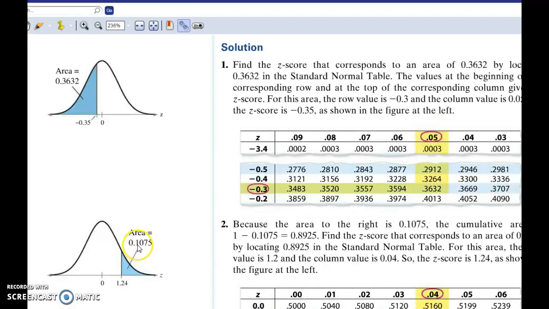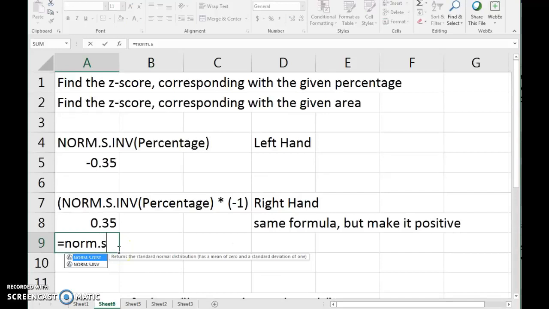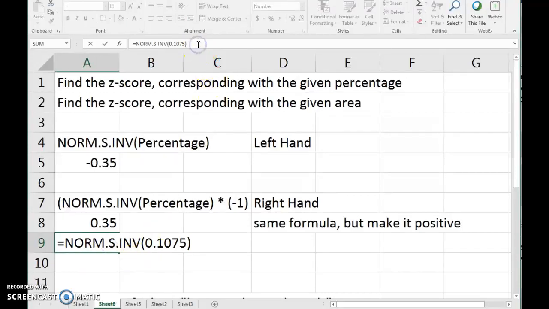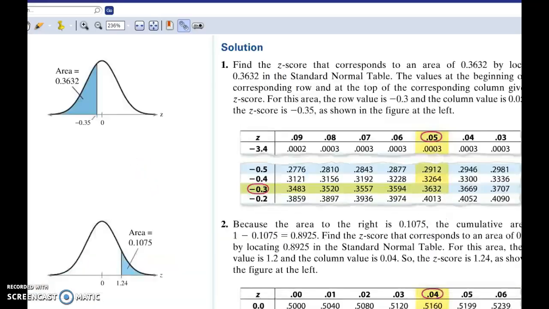If we wanted 10.75%, or 0.1075, in the tail, I would go to Excel, norm.s.inv of 0.1075. And we'll round it to 2 decimals like they had. Excel gives you back the left-hand z-value. And you can just say, well, I know it's going to be positive 1.24 for the right hand. Or you can make Excel show you that by multiplying by -1. That gives you the positive 1.24, which is the cutoff for having this amount of area in the right-hand tail.